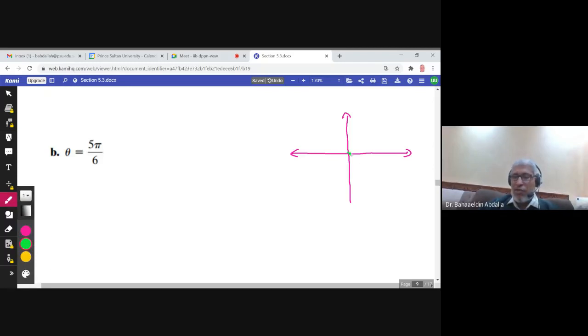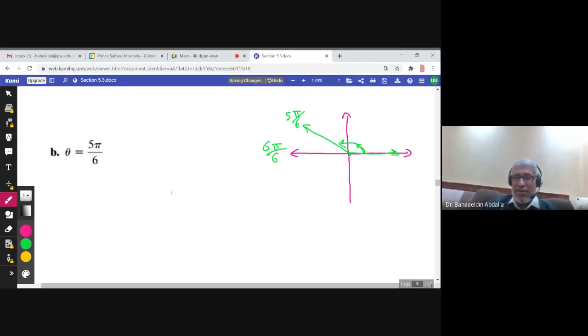So the vertex would be here. The initial side would be here. And I'll go in the positive direction. Now the denominator is 6. I know that here I have pi, and pi is 6 pi over 6. 5 pi over 6 is less than 6 pi over 6, so it would be somewhere here. So this is the angle 5 pi over 6.